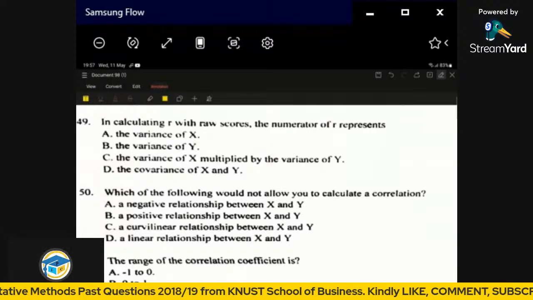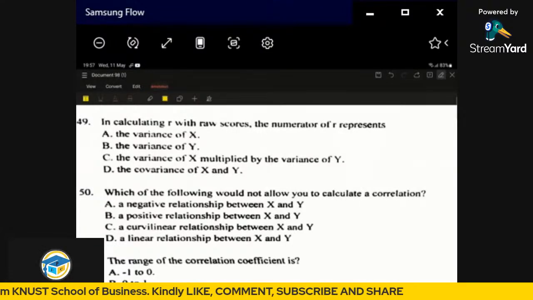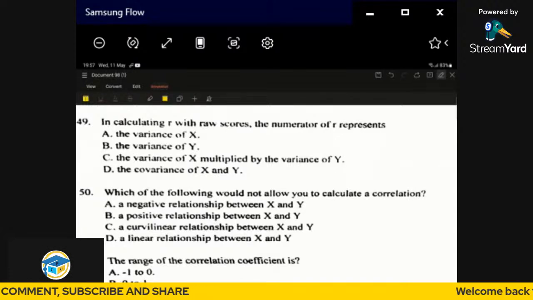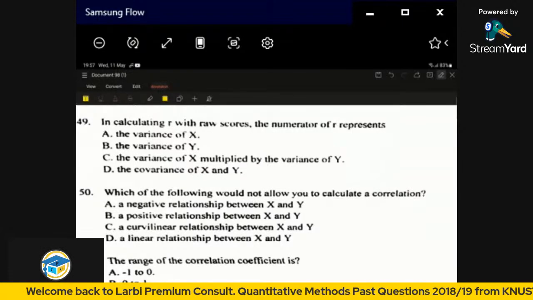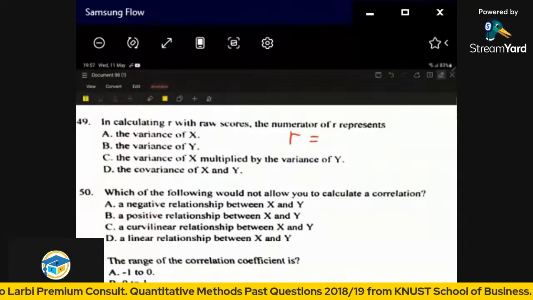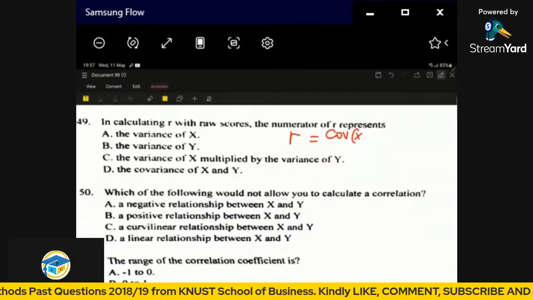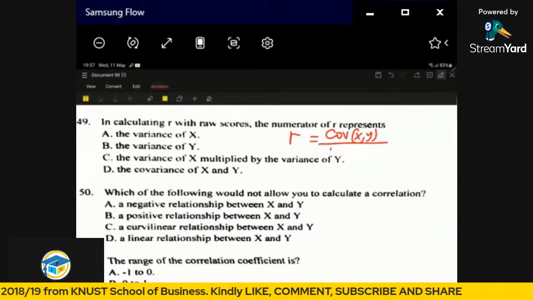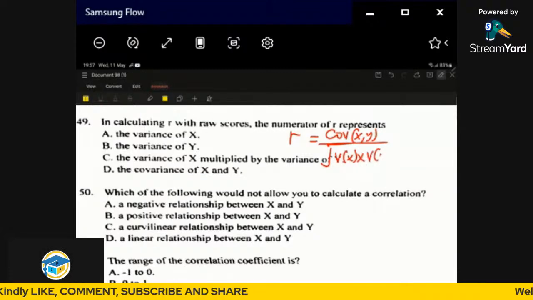Raw scores are actually the method that we mostly use as a grading system in most institutions, especially in educational institutions. We use raw scores a lot to determine the grades for students. Is that okay? So when it comes to raw score, the formula is: r is equal to the covariance of the two variables, in this case x and y, divided by the square root of the variance of x multiplying the variance of y.